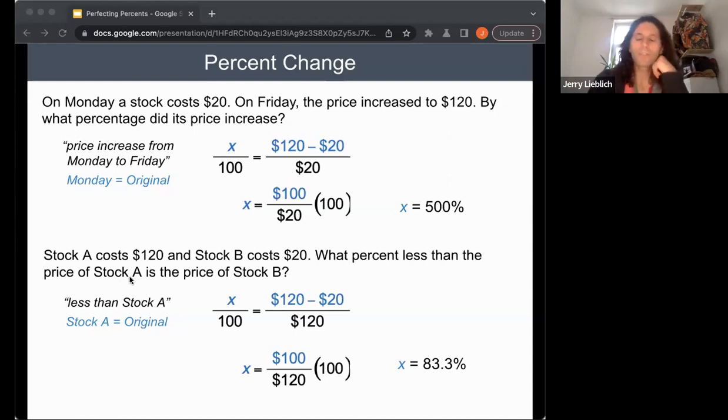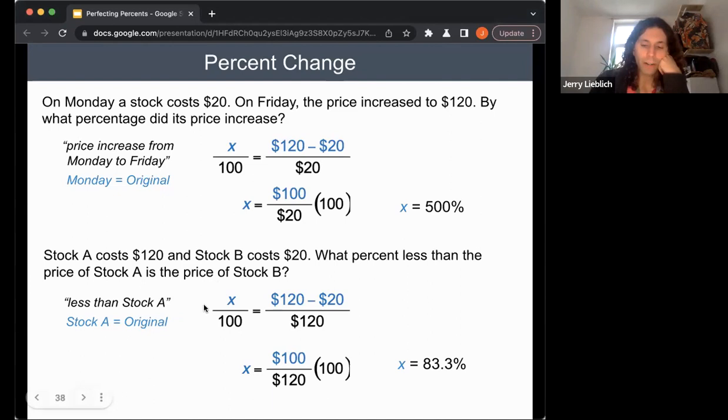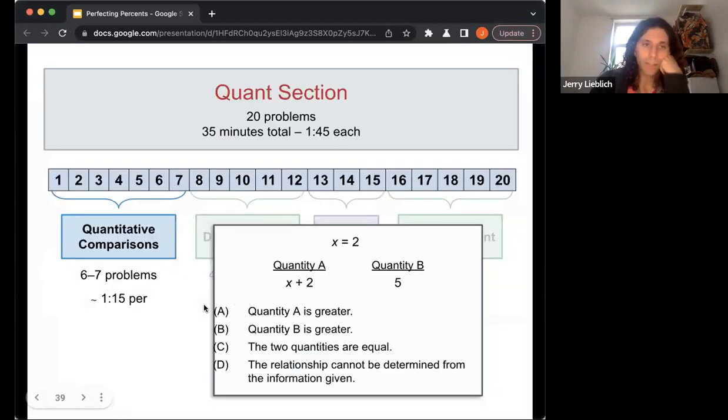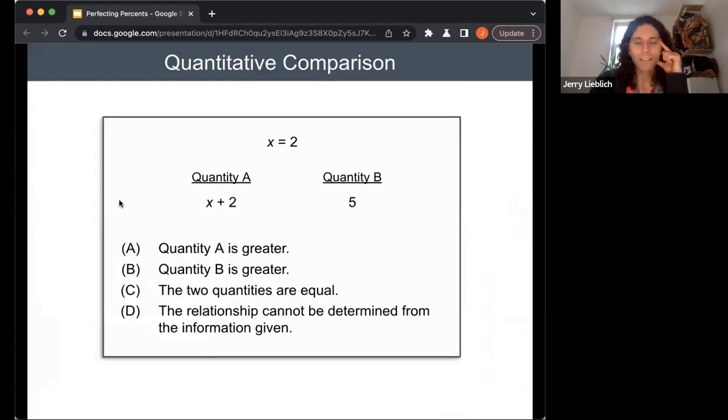So we're now going to start practicing this in the context of some GRE problems. And one type of GRE problem that we're going to play with is called a quantitative comparison, or QC problem. And these are the first problems you're going to see on any quant section. And in simplified form, they look like this.